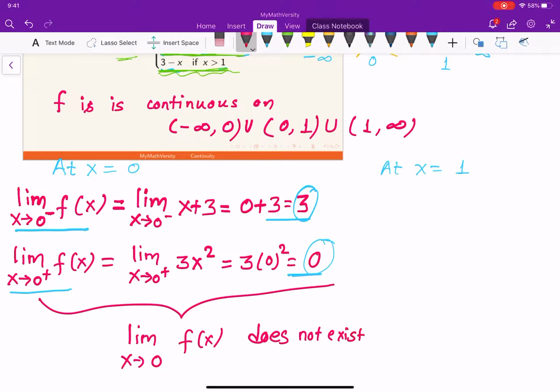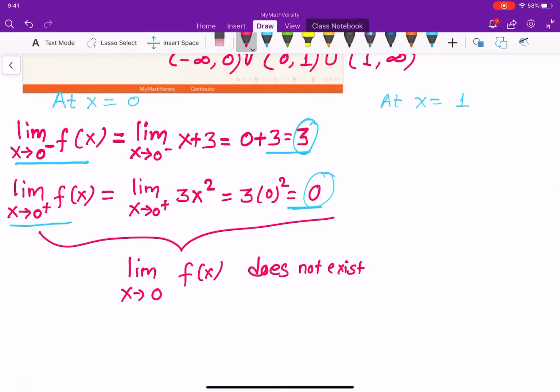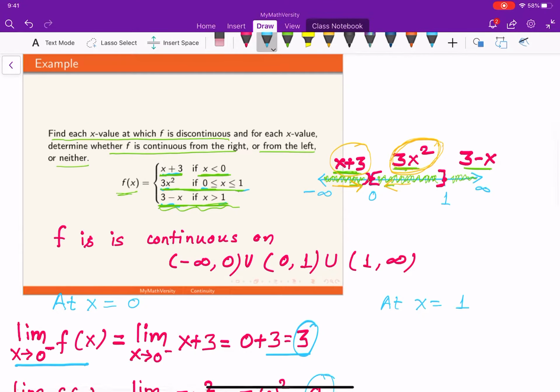Wow, what a nice piece of information. And we know that if the limit does not exist, then the function is not continuous, right? So this implies f is not continuous, or we can say f is discontinuous at x equal to 0. But the question here is, we figured out at least one value where the function is discontinuous. So okay, no problem, we figured out the x value, but we also need to figure out whether at that location the function is continuous from the right or left or neither. How can we check that?